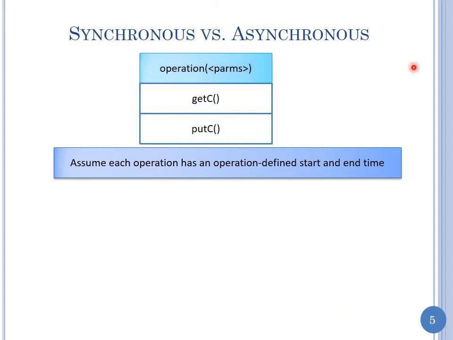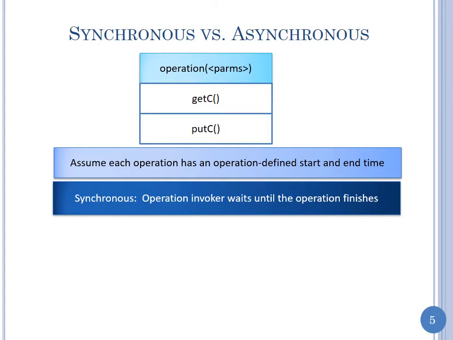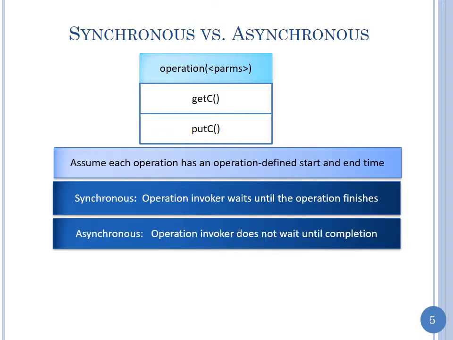So we assume that each operation has a start and end time. With a synchronous operation, the invoker waits until the operation finishes, just like John Ray said. Asynchronous, I'm not using his definition. I'm making it the opposite of synchronous: the operation invoker does not wait until completion. It could wait, but not until completion. And you might say, why would you ever do that? At least theoretically this may or may not be interesting, but we'll see it is interesting practically. Asynchronous just means it's not synchronous. That means we did not wait till it finished.